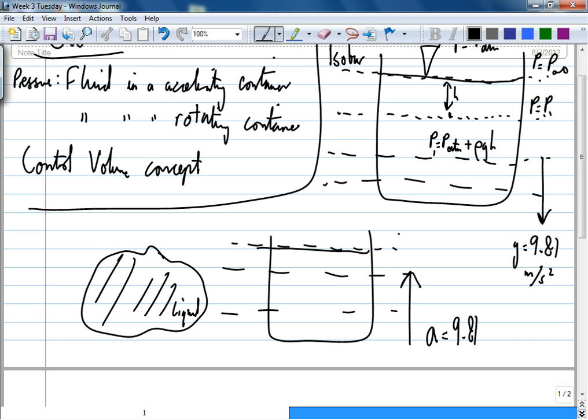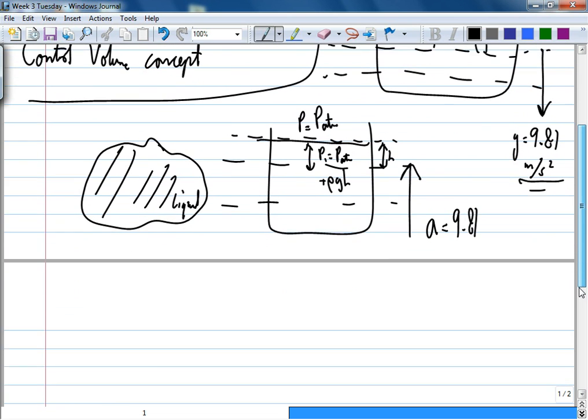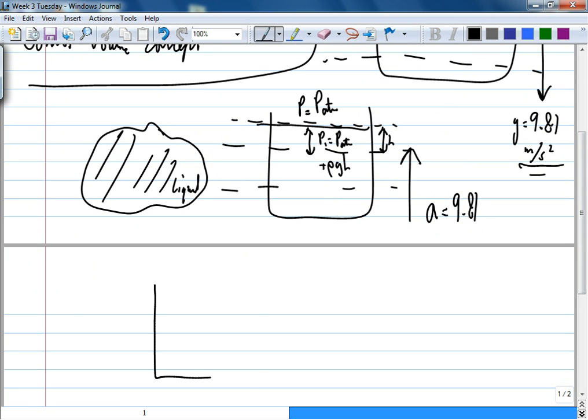If this is H, here P equals whatever atmosphere you have in your spacecraft. Here P1 equals P atmosphere plus rho G H, and G here happens to be 9.81. But we can change that G. On Earth, we will always have this. But on a spacecraft, we can take that away and change it to whatever we want. So far so good? So, what happens if we are on Earth?